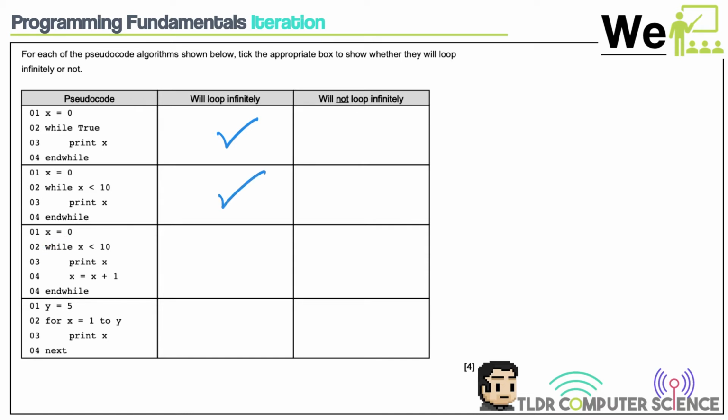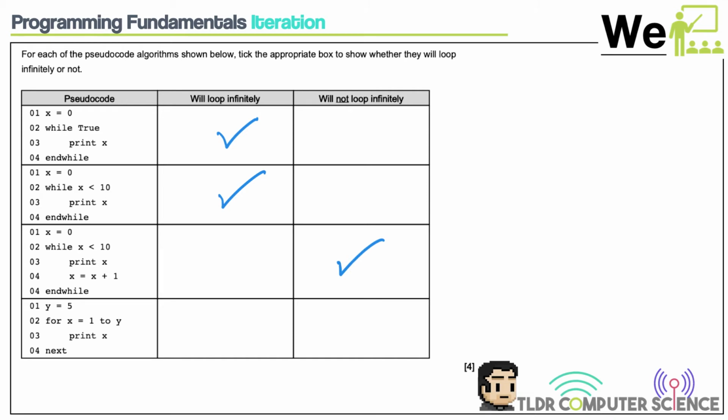X is initialized to 0. Is 0 less than 10? Yes. Print 0, which will be x. And then x equals x plus 1. So x is now 1. Is 1 less than 10? Yes. Print 1, 2, 3, 4, 5, 6, 7, 8, 9. And when it gets to 10, 10 is not less than 10, and therefore the loop would end. So this will not loop infinitely.